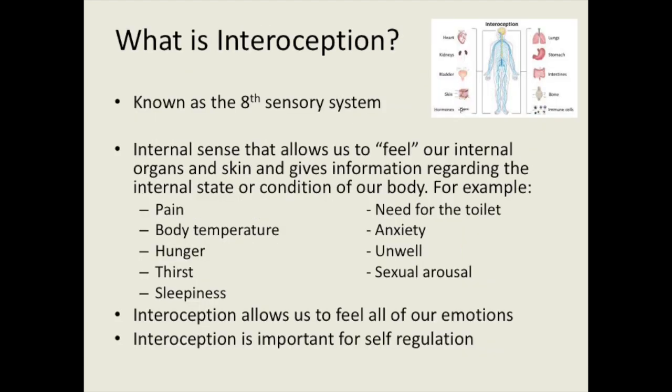So what is interoception? Well, it's known as the eighth sensory system. It's important to note that it is still a new sensory system that is still gaining an evidence base. It's our internal sense that allows us to feel our internal organs and skin, and it gives information regarding the internal state or condition of the body. For example, pain, body temperature, when we're hungry or thirsty, sleepiness, the need to go to the toilet, anxiety, when we're feeling unwell, and sexual arousal.